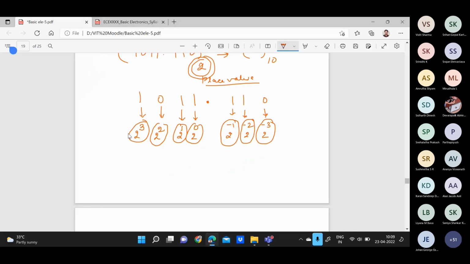So what you have to do is multiply this number with this one. That means 1 into 2 raised to power 3, plus 0 into 2 raised to power 2, plus 1 into 2 raised to power 1.